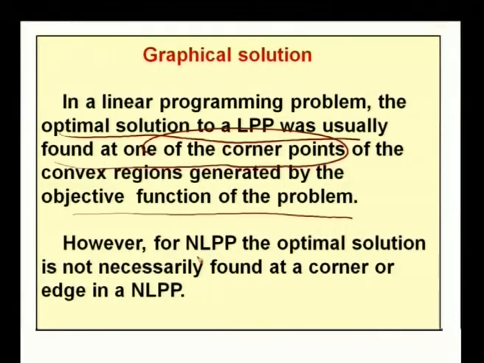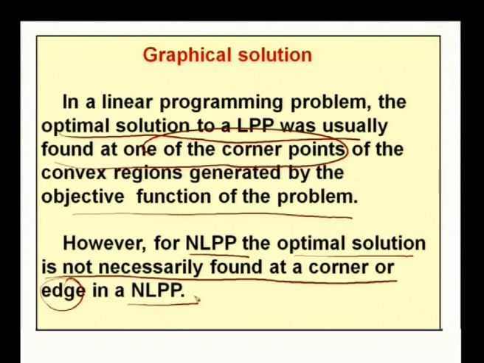So, in a linear programming problem, the optimum solution is obtained only at the extreme point, whereas in a nonlinear programming problem, such a condition is not necessary. What I mean is, we can obtain the optimum solution even at an interior point. So, for a nonlinear programming problem, the optimal solution is not necessarily found at the corner or edge. Therefore, the optimum solution is obtained either at an interior point or at the corner points.